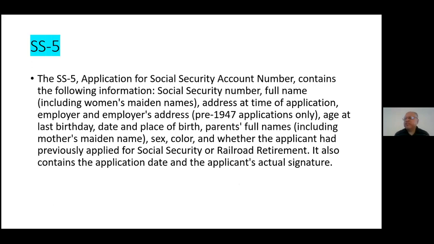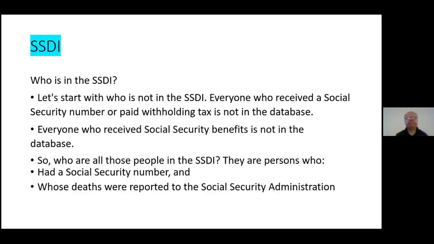Now the SS5, that's the application. And then claim, it did have the Social Security number, the full name, including the woman's maiden name, address at the time of application, employer's address on pre-1947 applications only, age at last birthday, date and place of birth, parent's full name, including the mother's maiden name, sex, color, and whether the applicant had previously applied for a Social Security or railroad retirement. It also contains the application date and the applicant's actual signature.